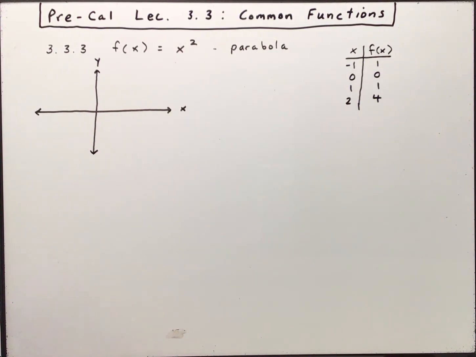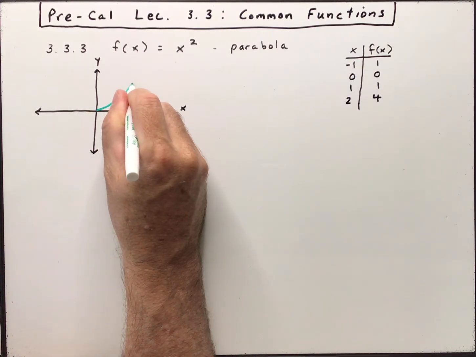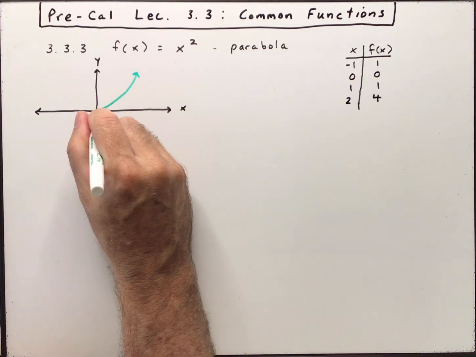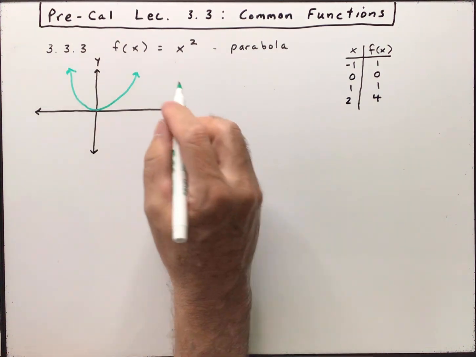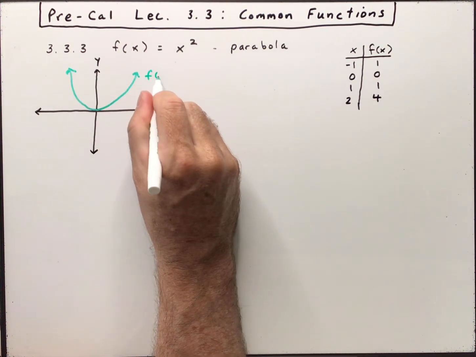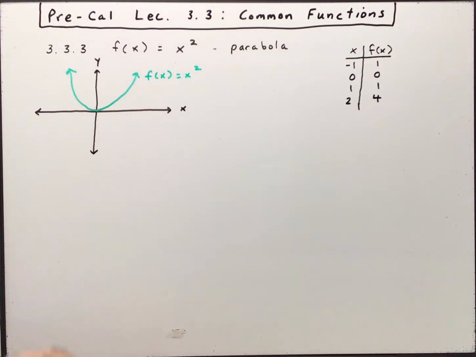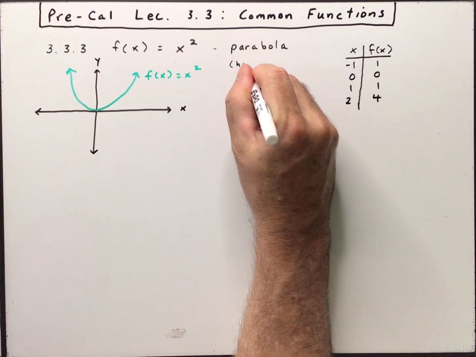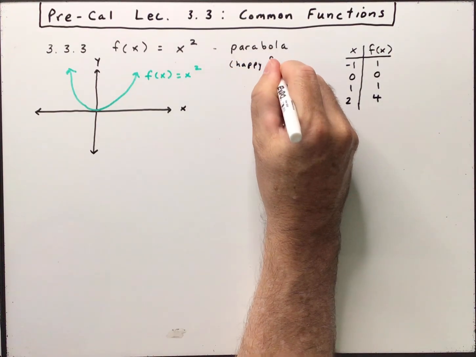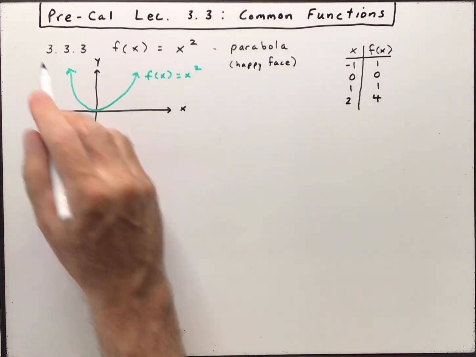Okay, beautiful graph. Of course, it can be skinnier or wider, but that's its basic shape. f of x equals x squared. All right. Now this is called a happy face parabola. So if the constant in front of x squared is positive, everything goes up.